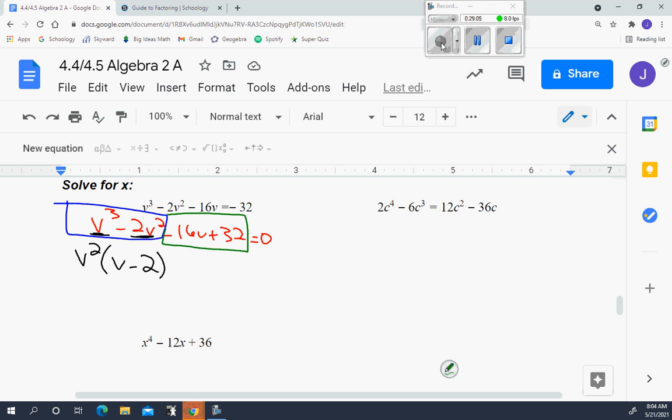Negative 16v plus 32. What can I take out? I can actually take out a negative 16. Now, what's left? Well, if I took out a negative 16 from negative 16v, a v is left. If I took out a negative 16 from 32, I'm left with negative 2.